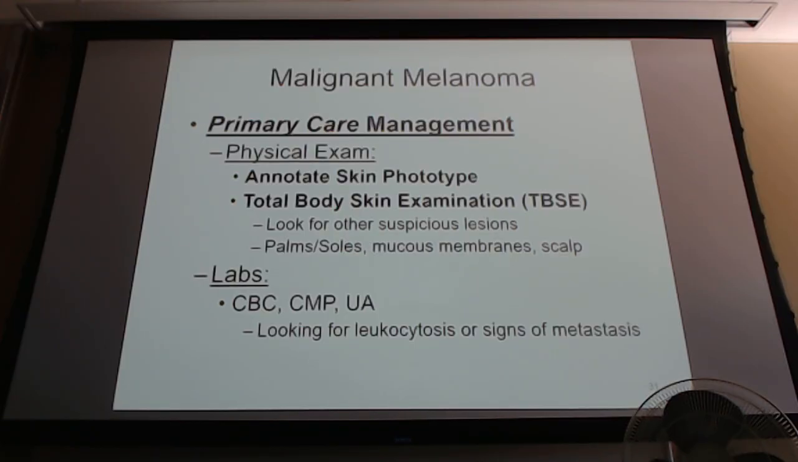We'll be doing that total body skin examination. So if you see that one ugly duckling, we're going to have to do a TBSE, and we're going to look head to toe all over. We'll be going through their scalp, through their groin, bottoms of their feet, interdigital and back and forth. Those are things that we would want to do. Like I said, look for suspicious lesions, palm, soles, mucous membrane, scalp, labs right there, CBC, CMP, UA.